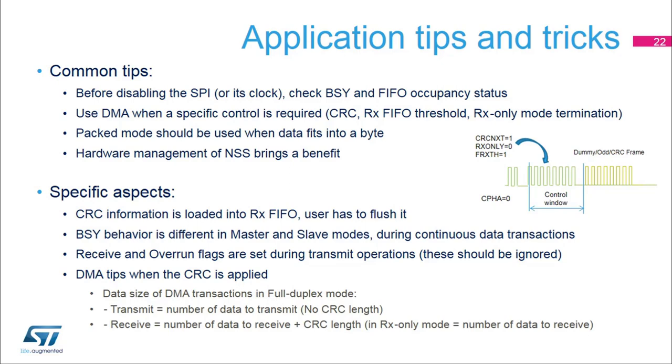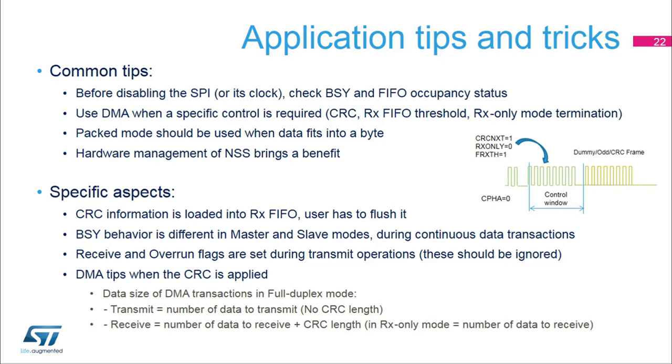Use the DMA if you have a specific control that requires CRC handling, or receive FIFO threshold control when the number of data is not aligned in packet mode, or to receive an exact amount of data in receive-only mode. Such controls have to be applied during a specific time window and exclusively within a frame transaction, so all the following transactions are handled properly. The use of the DMA and data packing can increase the system's overall performance. These features can help when data frames are short and a fast, continuous communication flow is required.